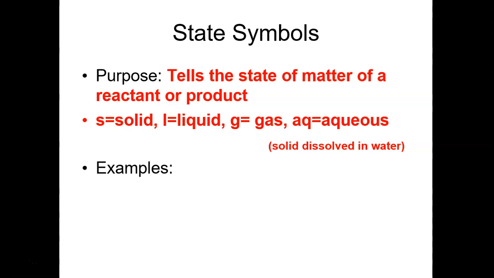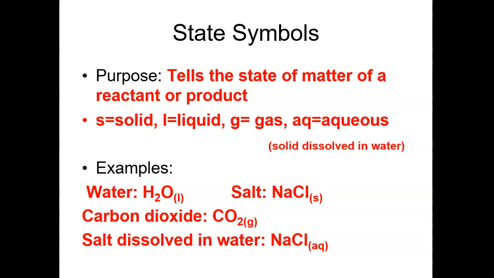So some examples that are commonly used. If we had liquid water, we would say H2O (l), and we put state symbols in parentheses, subscripted after the entire compound. We would never put it in the middle, but just at the end. Salt, like table salt, would be NaCl (s). Carbon dioxide would be CO2 (g).